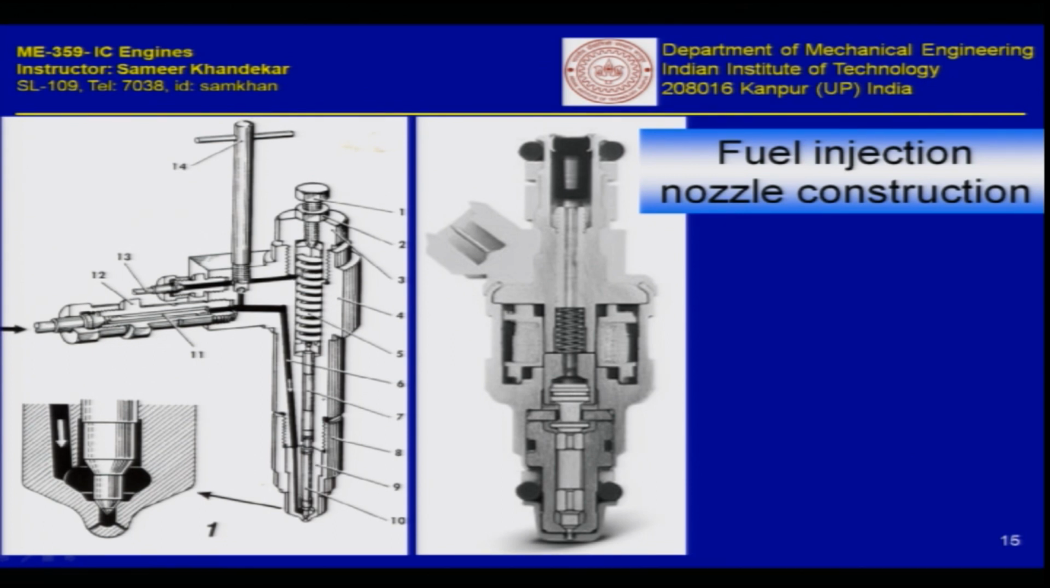The lifting pressure is controlled by a spring here. On the left you see a mechanical type of pump. On the right you see a solenoid operated pump. That means you can time the operation by a solenoid valve.